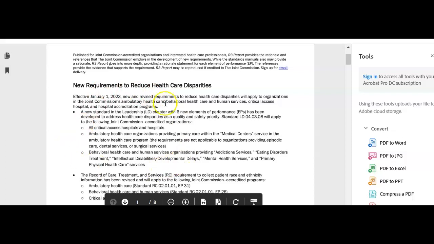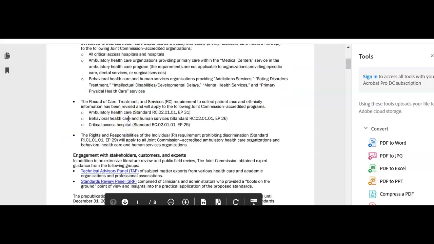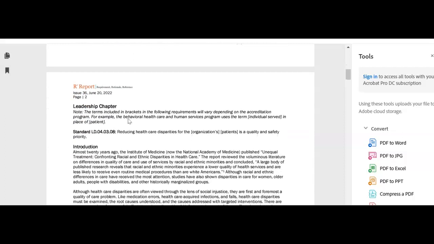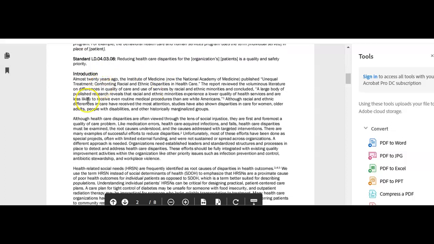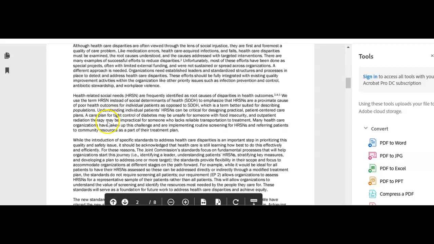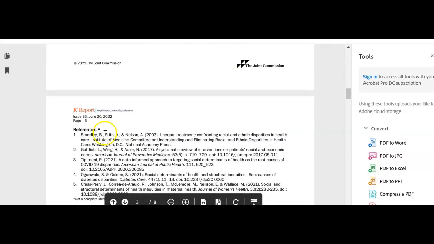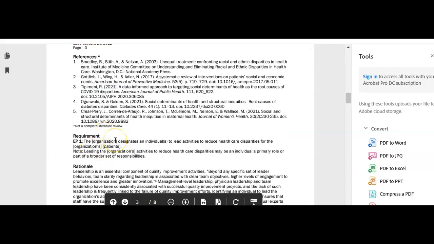And who needs to follow this is given here. And it goes on to give you a nice introduction about what they're going to now require and why. And then it provides us with 6 elements of performance. So EP1 is that each organization needs to designate an individual or more than one to lead activities that are going to reduce healthcare disparities.